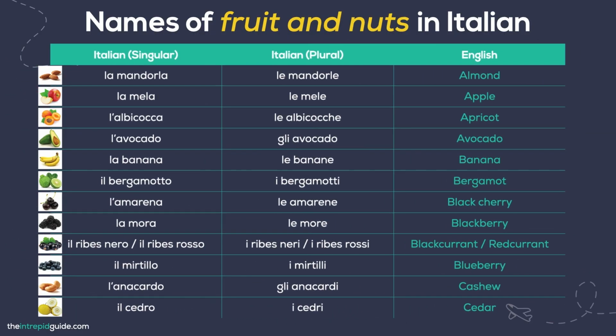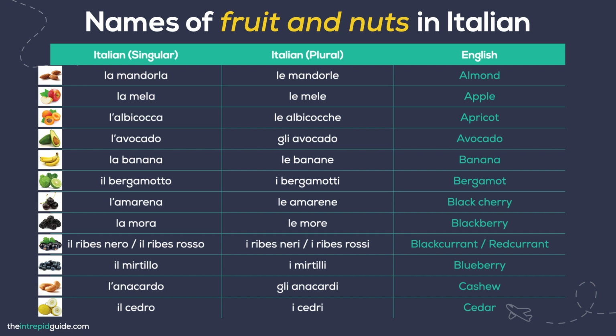Here are the names of all fruits listed in their singular and plural forms in Italian. La mandorla, le mandorle. Almond, almonds. La mela, le mele. Apple, apples. L'albicocca, le albicocche. Apricot, apricots. L'avocado, gli avocado. Avocado, avocados. La banana, le banane. Banana, bananas. Il bergamotto, i bergamotti. Bergamot, bergamots.